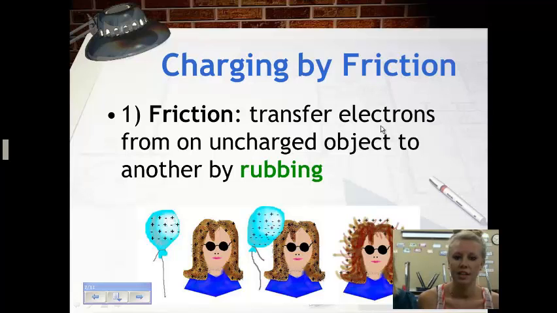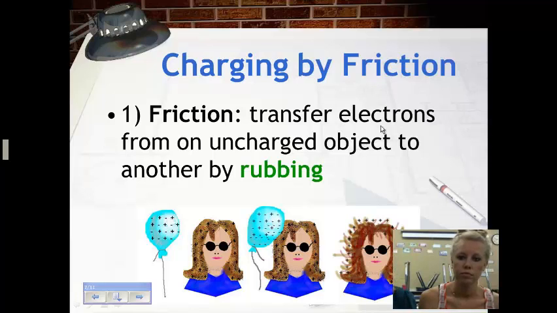Okay, number 1. Now this is going in your note guide on the right-hand side. On the top would be friction, and friction is kind of easy because you've seen rubbing things together. So friction is when you transfer electrons by rubbing an uncharged object to another by just rubbing it in.